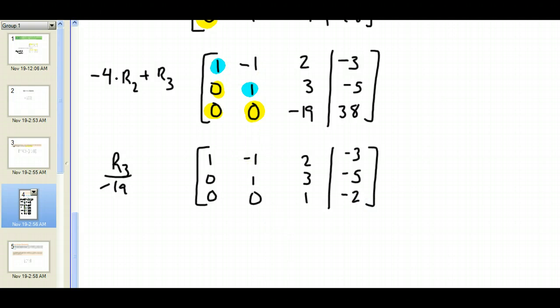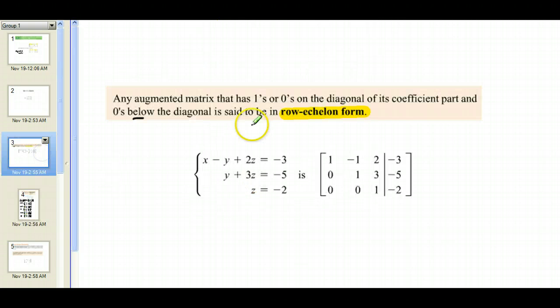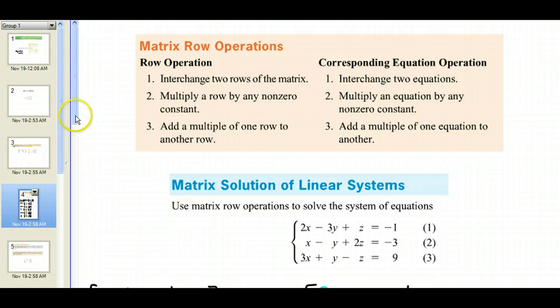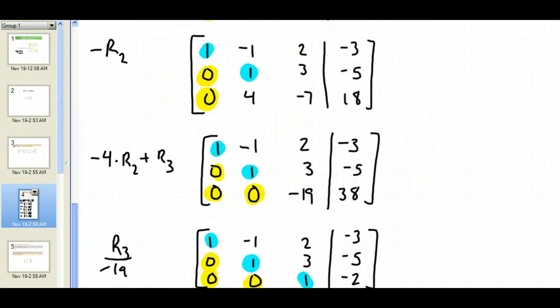So finally we got what we're after. This is the 1s on the main diagonal, zeros down below it. Again, there's our row echelon form: 1s on the main diagonal, zeros down below it.